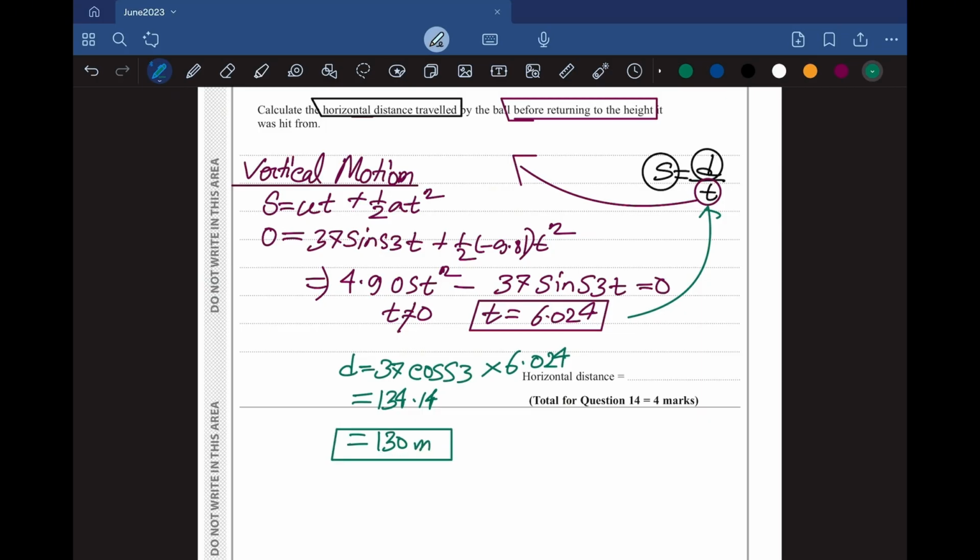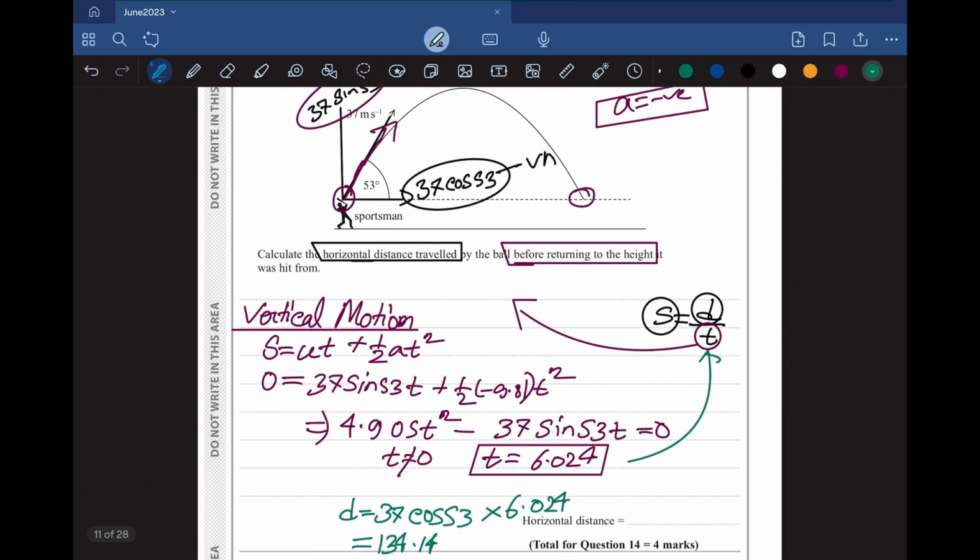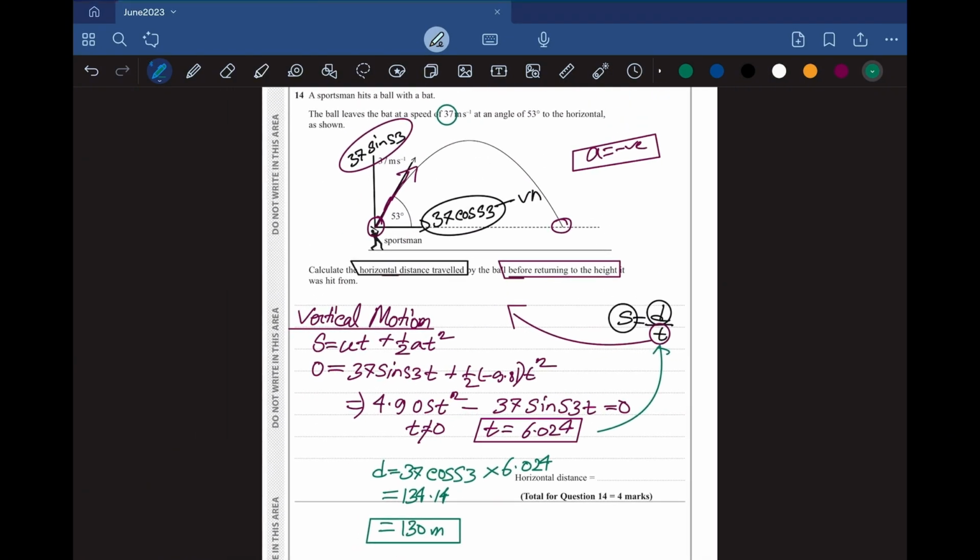So this is our answer to this question, and this is a very important question because it is repeated more or less in every projectile motion question, and students face a lot of issues with it. So make sure you solve this.